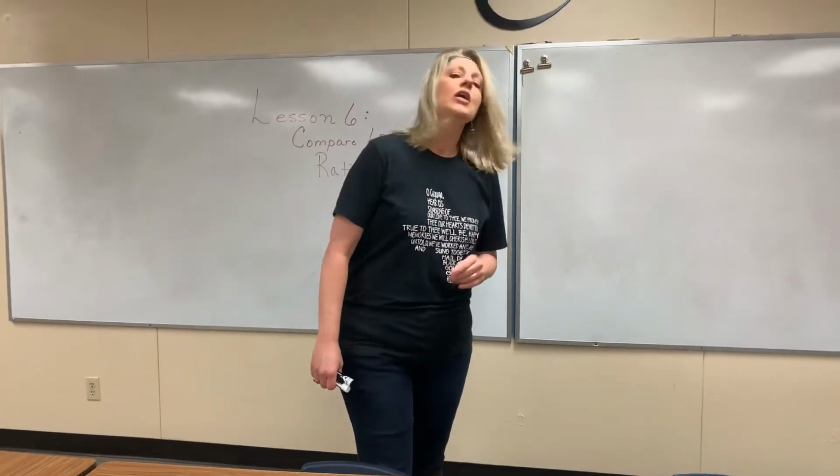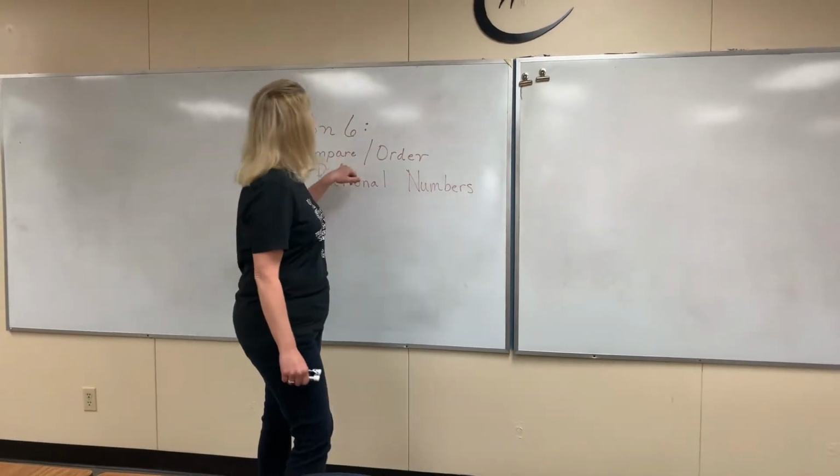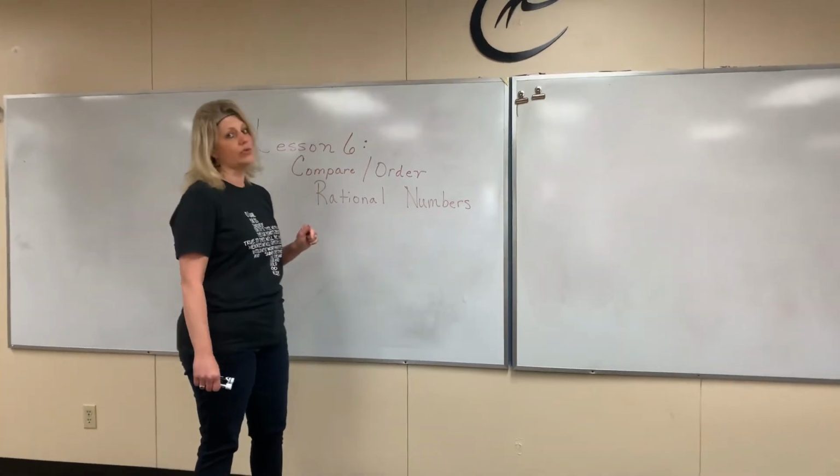Now let's talk about rational numbers for just a minute. Let's review that. Rational numbers were any number that can be expressed as a fraction, if you'll remember that, okay? So that meant like our mixed numbers, our decimal numbers, all of those could be expressed as a fraction. So we're gonna work on comparing and ordering those, okay?